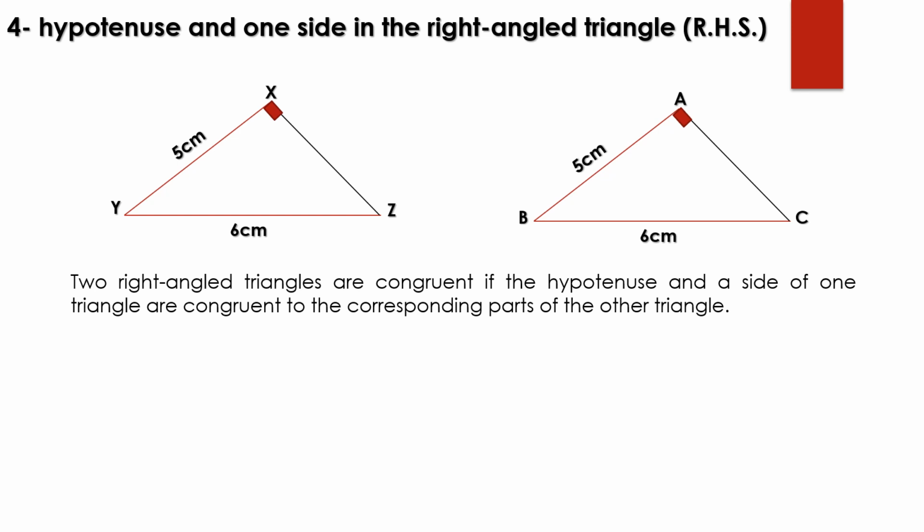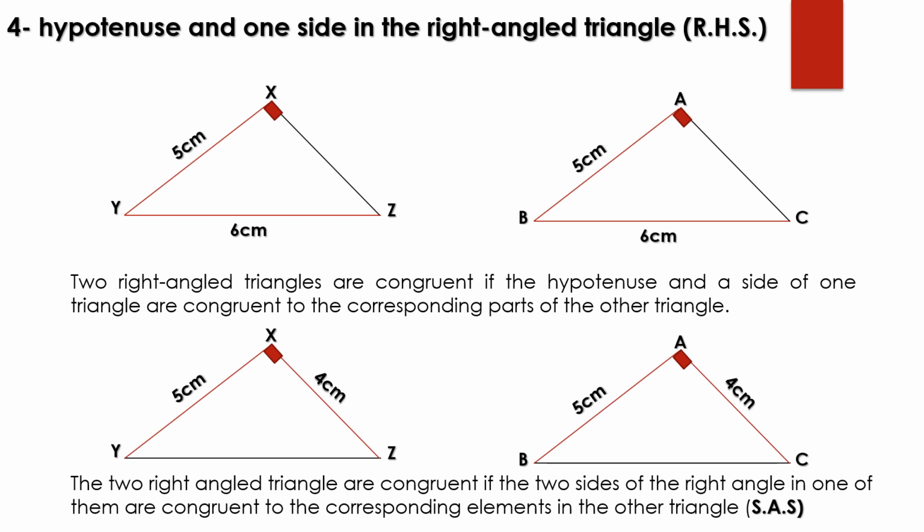In the two triangles ACB and XZY, if the two right angles A and X, and the side AB in the first triangle is equal to the corresponding side in the other triangle XY, which is equal to 5 centimeters, and the hypotenuse in the first triangle BC equals the hypotenuse in the second triangle YZ equal 6 centimeters, then the two triangles are congruent.